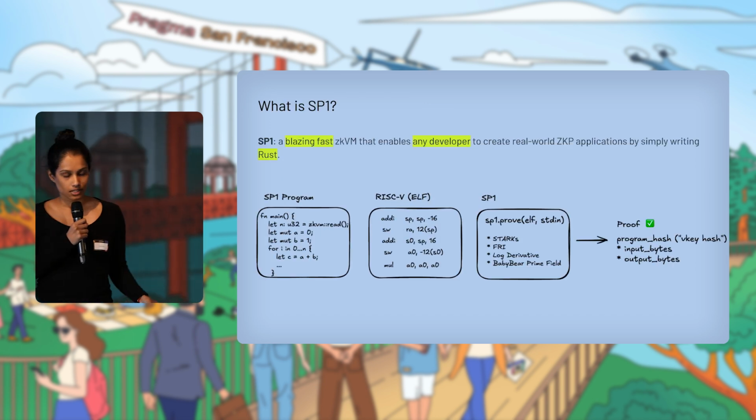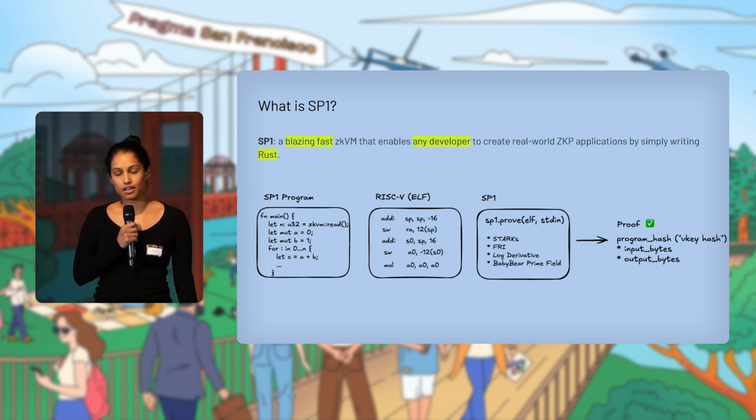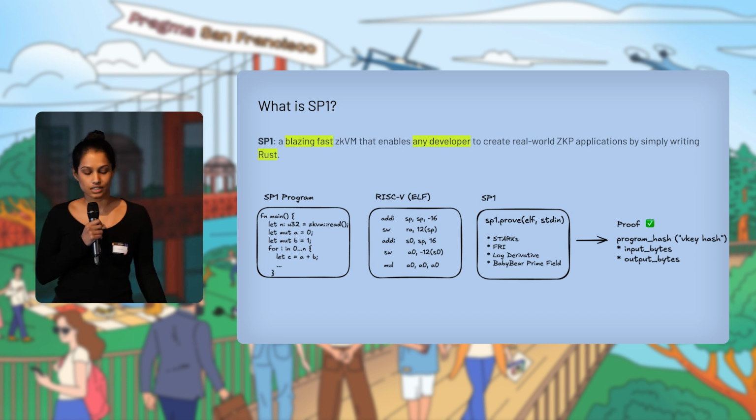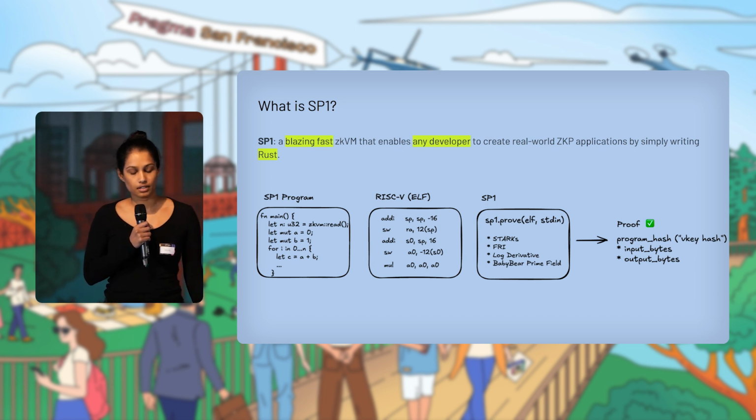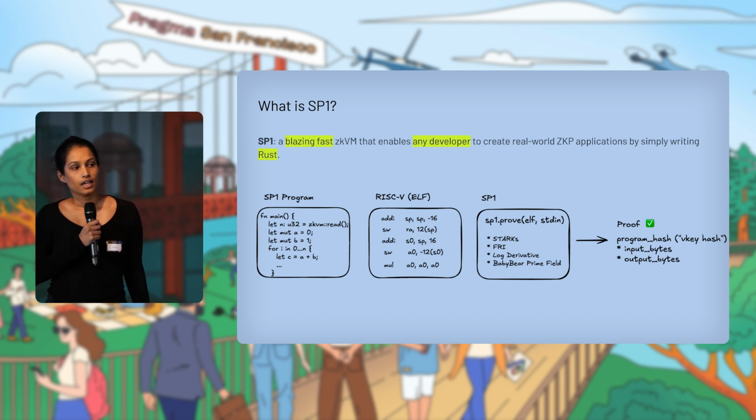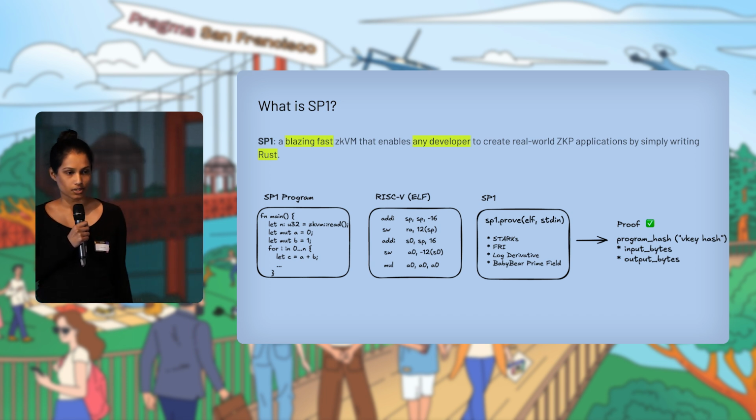So that's kind of the use cases of ZK. And now I'm going to talk about what we're building at Succinct, which is a ZKVM that makes ZK really easy to use. So what is SP1? It's our ZKVM. It's a really fast ZKVM, and it enables any developer to use ZK by just writing normal Rust code.